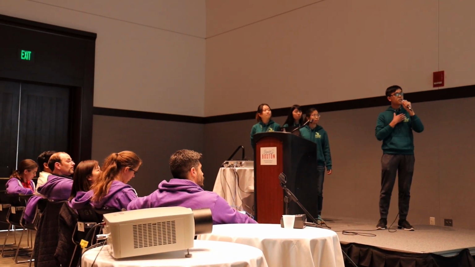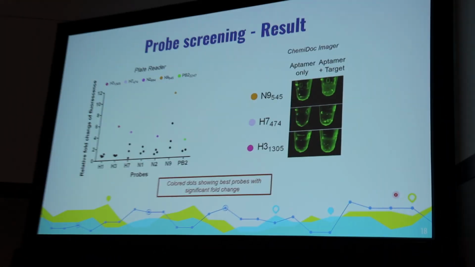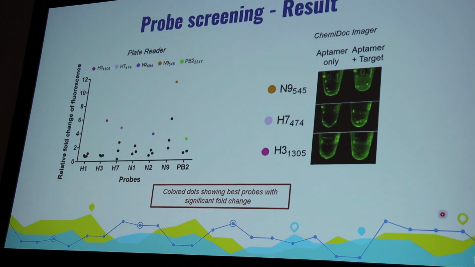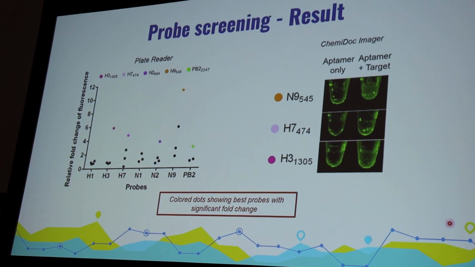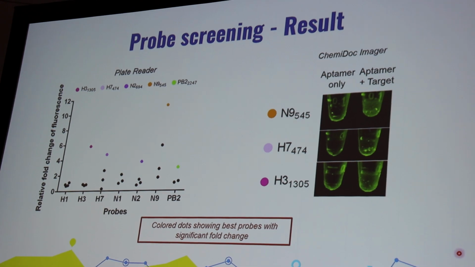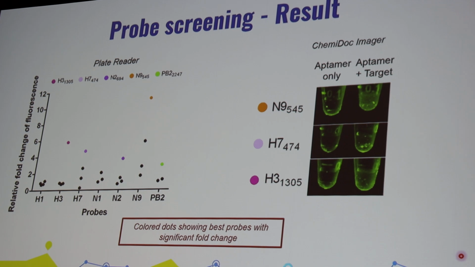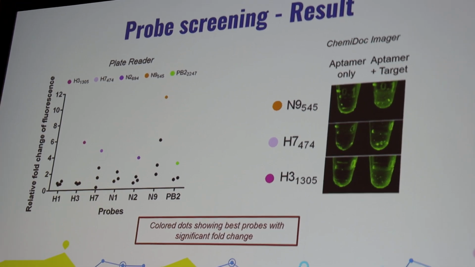So for the 7 genes we have chosen, we have screened 4 probes per gene. And from the color dots, we can see that there are some probes that will have a high and significant fold change compared to the subtype negative sample. Although in the plate reader it may not seem to be very useful, the fluorescence is actually quite visible under the imager, and we can see this from the 3 example photos that we have given.